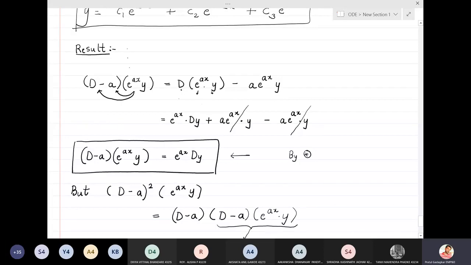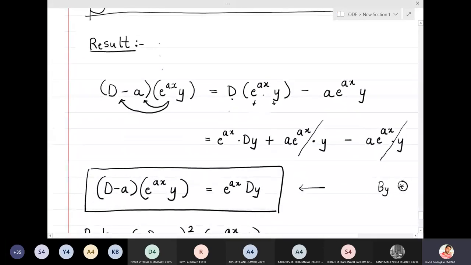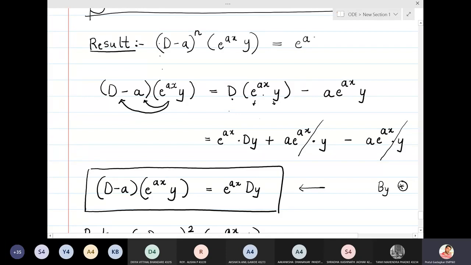So what is the general result that I'm trying to tell you? The general result is that (D minus a) raised to the nth power e raised to ax y is equal to e raised to ax D raised to n y. Now you will understand this result. What is n? n can be 0, 1, 2, whatever. n is a natural number. You can take it from 1 also. No problem. So n is a natural number.